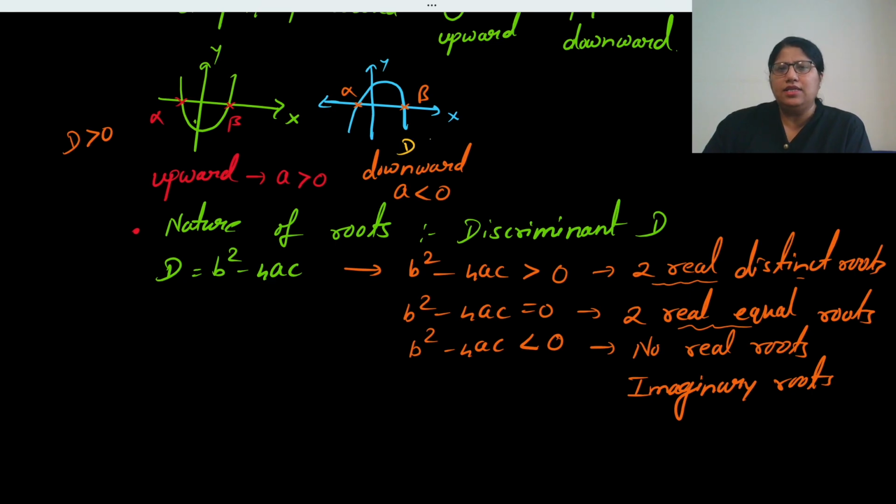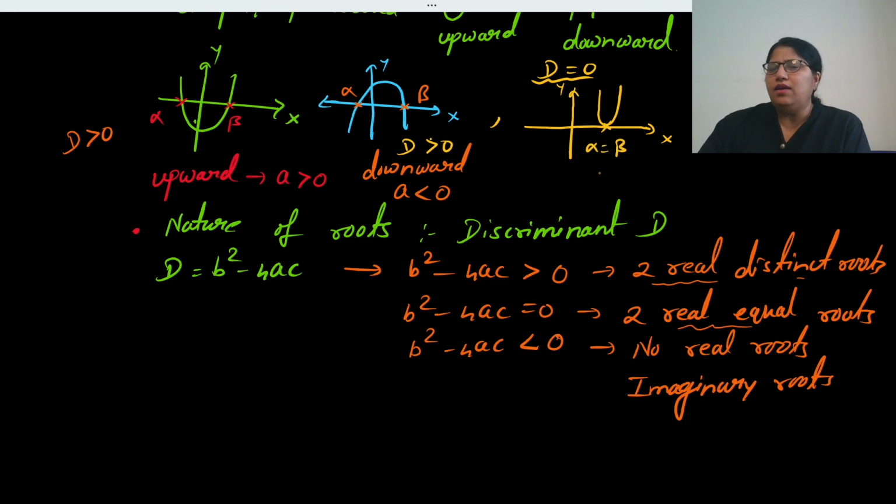So here also D is greater than 0 because there are two real roots, right? Now if D is equal to 0, that means the discriminant is equal to 0. Which kind of graph will be there? It can be an upward or downward parabola, but it's going to touch the x-axis at one place because here alpha is equal to beta, or there is only one root, right?